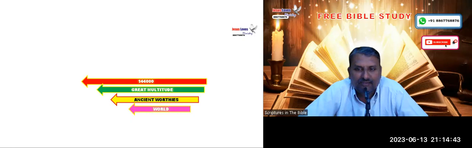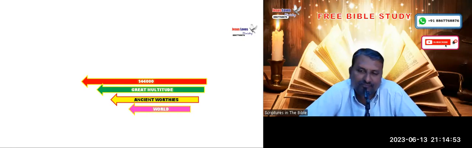You can see on the screen. You tell me, among these four categories, which are the two groups which will go to heavenly salvation? Great multitudes and 144,000. Very good, brother. This one you studied in the church class. Good. But what about the earthly salvation? Who will come to the earthly salvation?